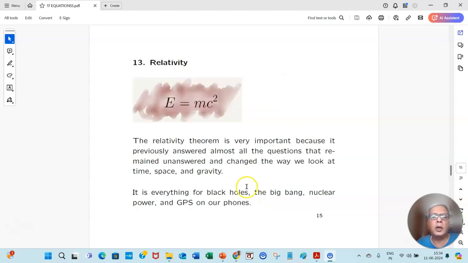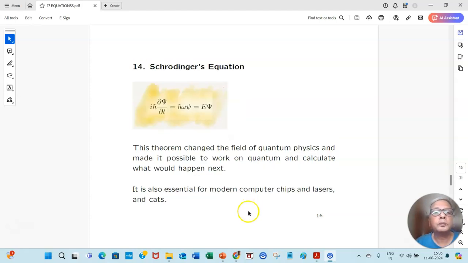That's number 12. Number 13, relativity, E equals mc square. The relativity theorem is very important because it answered almost all the questions that remained unanswered and changed the way we look at time, space, and gravity. It is everything for black holes, the Big Bang, nuclear power, and GPS in our phone. In GPS, we have a relativity correction, without which GPS can't be accurate.